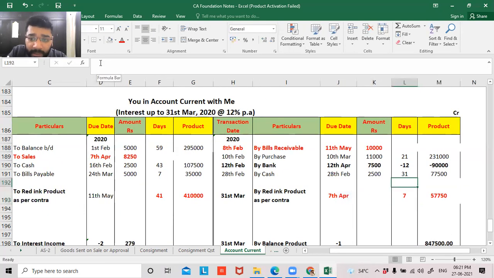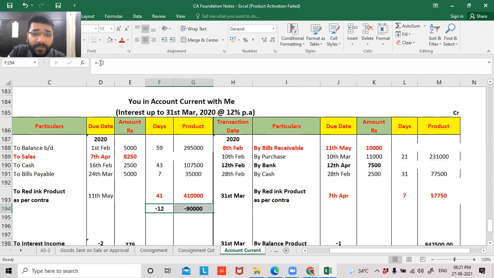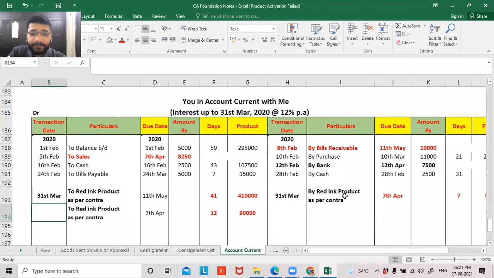Same way, I have one more negative here, guys, minus 12 and minus 90. I'll cut this also. I'll take this to the other side, guys. It will become plus 12 now. To reading product as per contra. What happens? The due date will be the same, 7th April, guys. Tell me, do you have any problem in this?